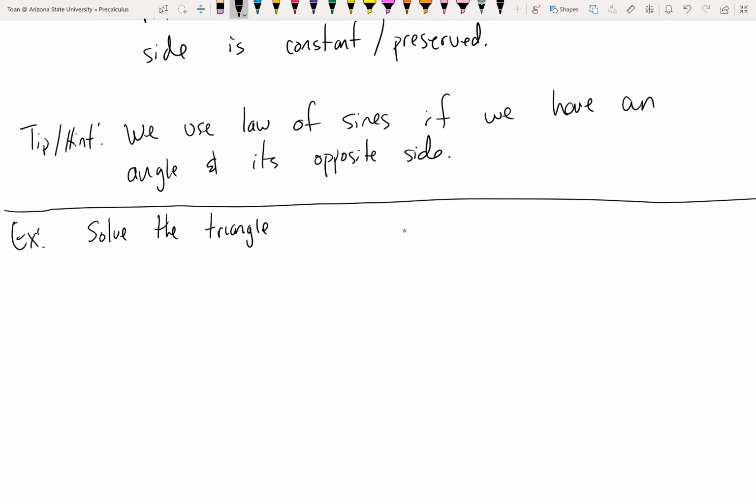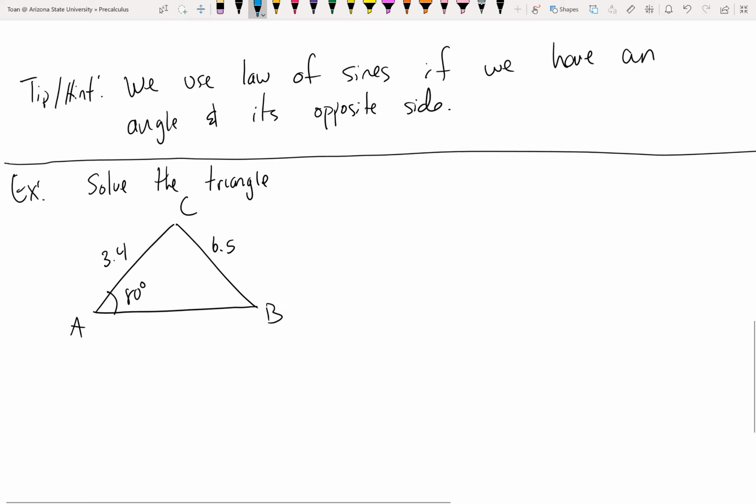And I gave you this looking triangle here. Let's call this ABC. And I tell you angle A is 80 degrees. Side B is 3.4. And side A is 6.5. And that's all the information I give you. Right. So let's go ahead and dive into this.